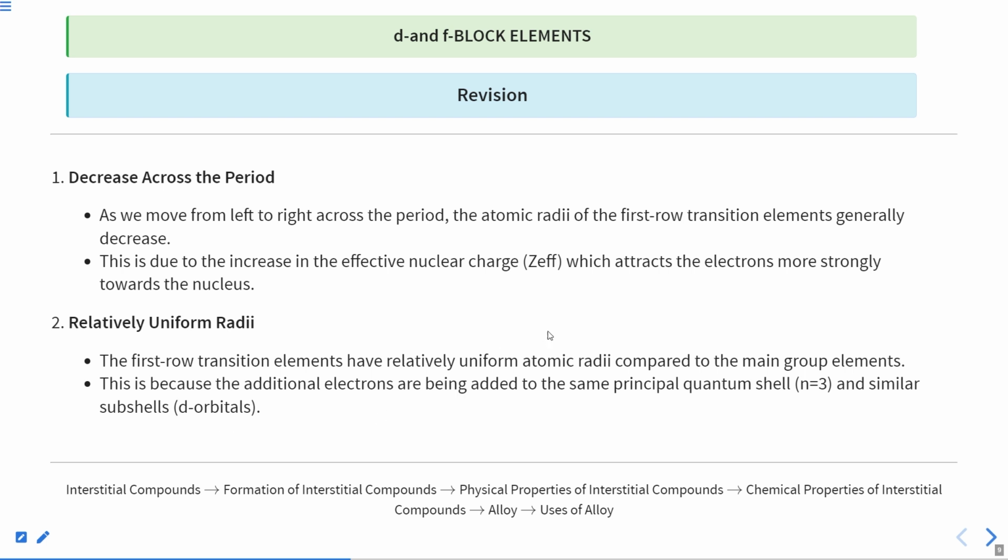So the reason behind it is that the electron that we are adding is going to the same subshell, that is n equals 3. It is not so in the case of s and p block, where the subshell changes. But in case of d orbital, it is not so seen. Okay, because the d orbital can accommodate a large number of electrons, that is 10.